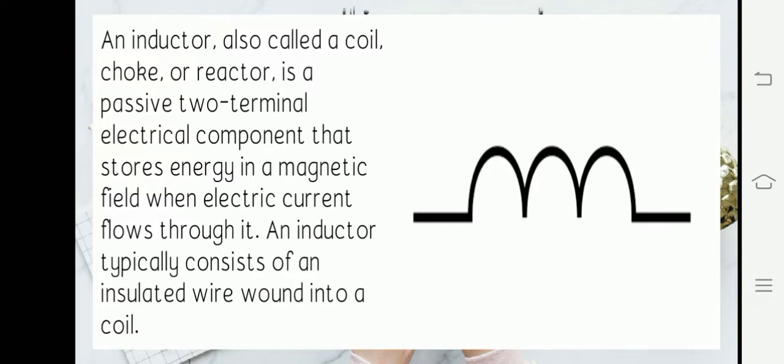Inductors are used for reducing current in AC circuits without any loss of electrical energy. When resistors are used, electrical energy is wasted in the form of heat.